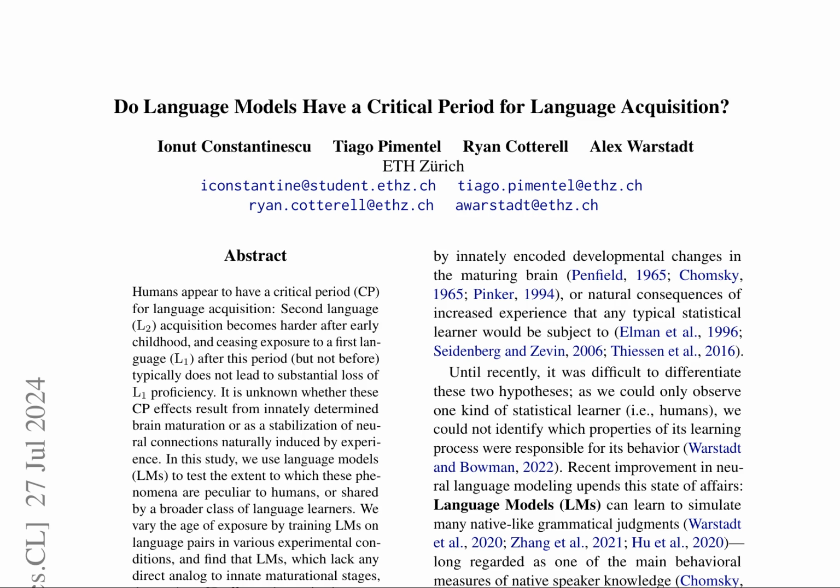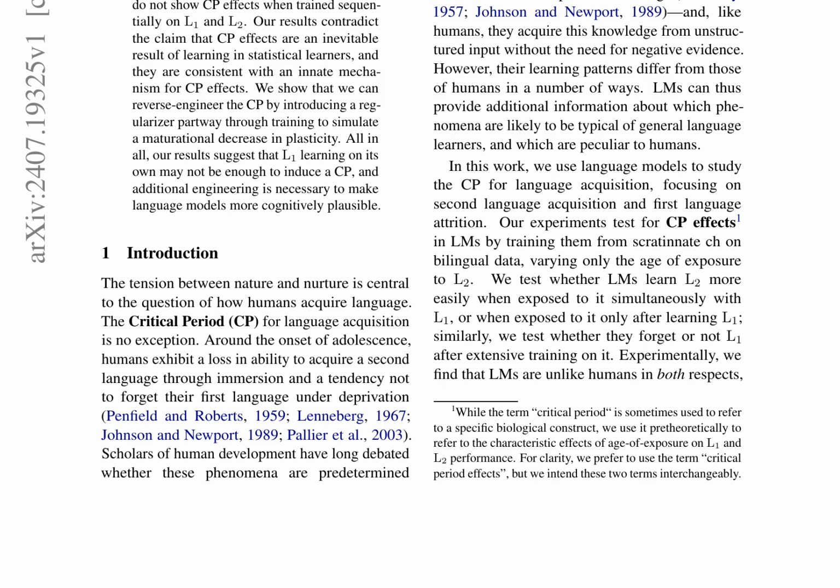To investigate, this study employs language models, devoid of innate maturational stages, and trains them on language pairs under various experimental conditions. The researchers vary the age of exposure by training the models sequentially on the first language, L1, and second language, L2. The results reveal that language models do not exhibit critical period effects when trained sequentially on L1 and L2, contradicting the notion that these effects are an inevitable result of learning in statistical learners.